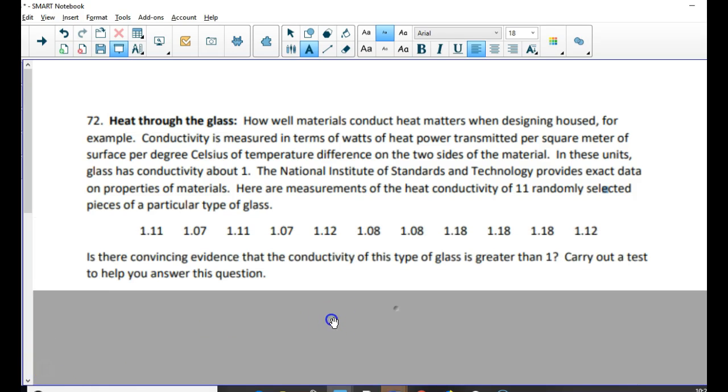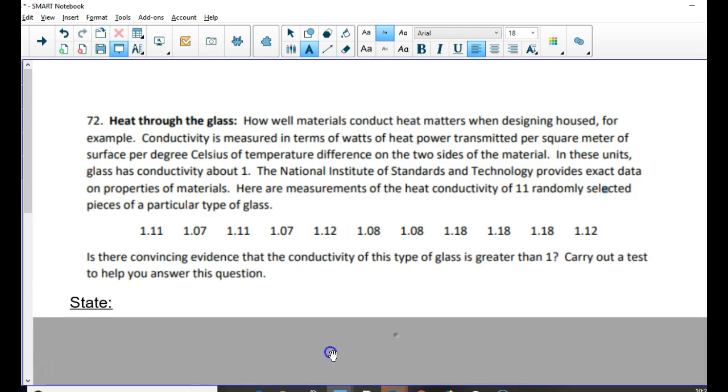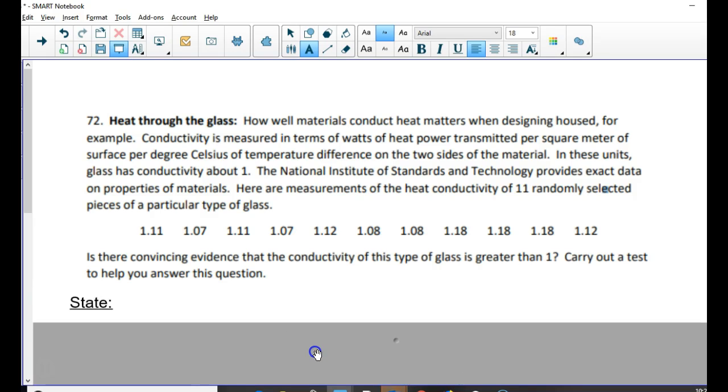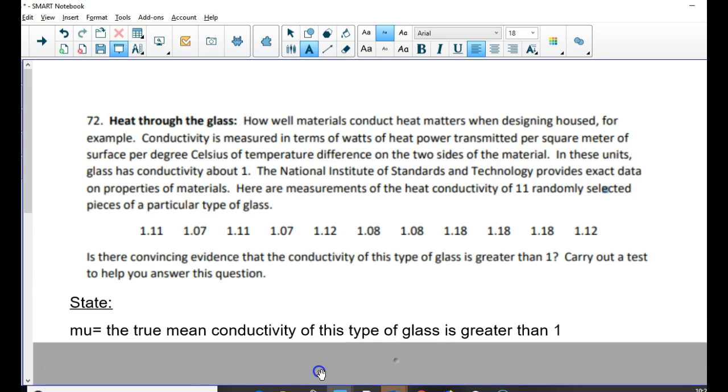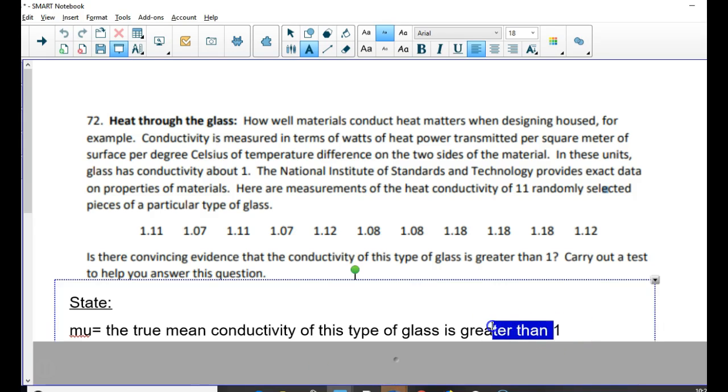Is there convincing evidence that the conductivity of this type of glass is greater than 1? Carry out a test to help you answer this question. So we want to state what the true mean is. The true mean conductivity of this glass, that's what we're looking at. We're testing to see if it's greater than 1.